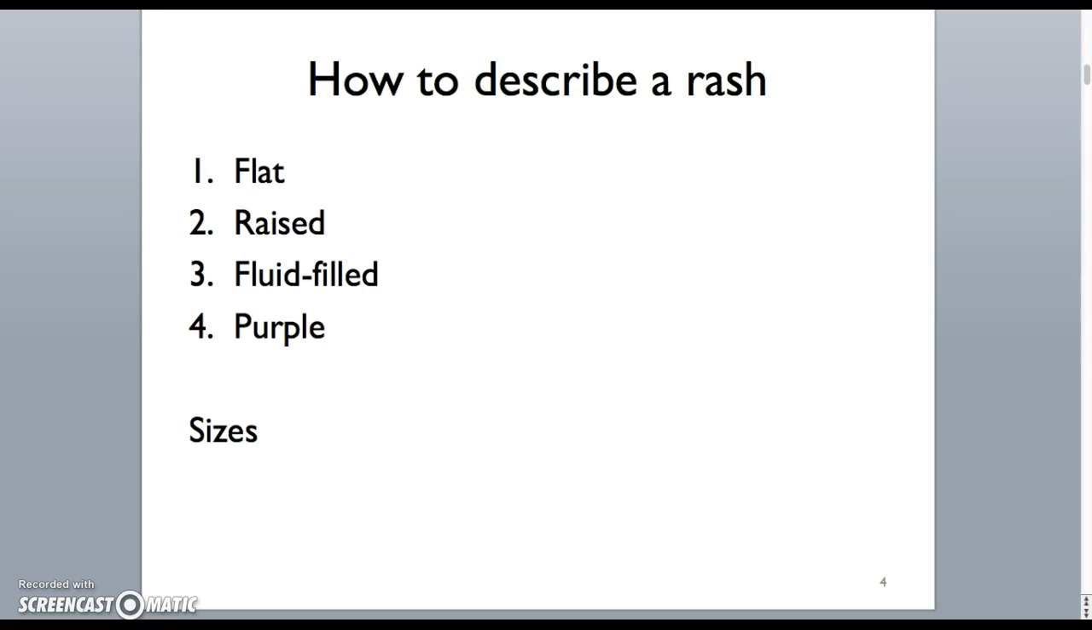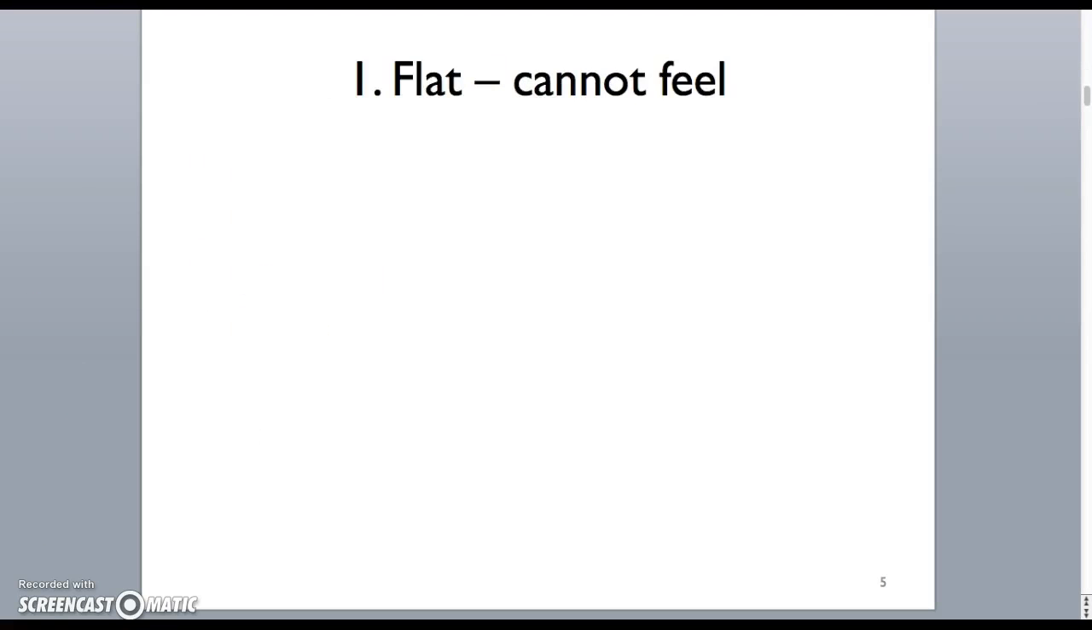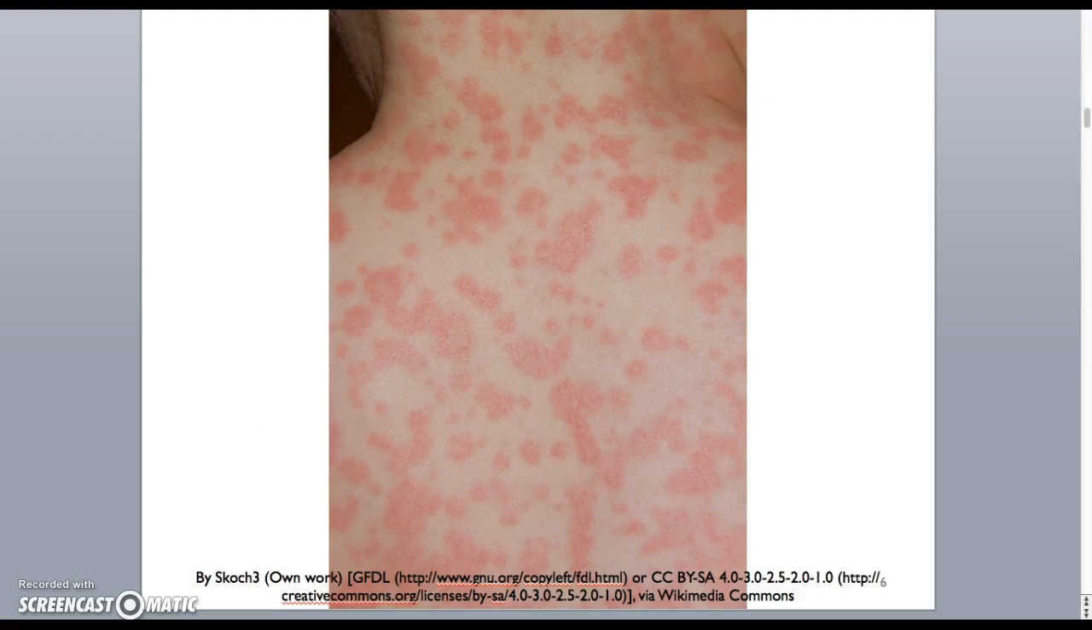There are four main ways to describe a rash. Is it flat? Is it raised? Is it filled with fluid? Is it purple? Or by sizes? Let's go through them. First, a flat rash. A flat rash is the kind that you can see, but if you run your hands over it, you can't feel the difference. The flat rash can be classified by sizes.